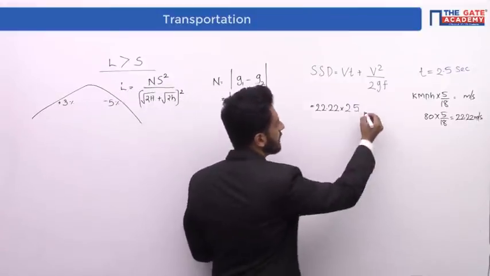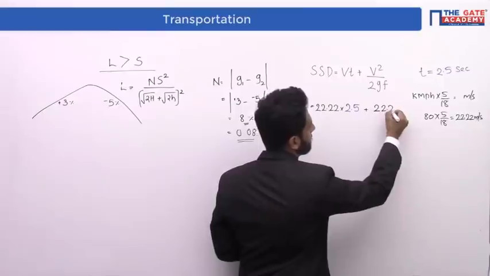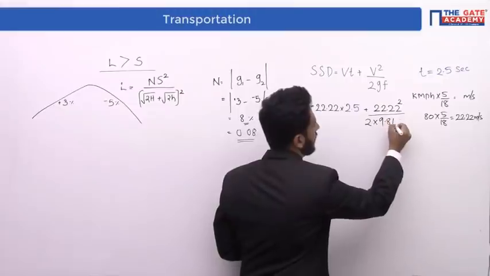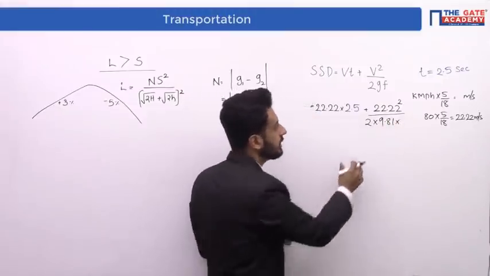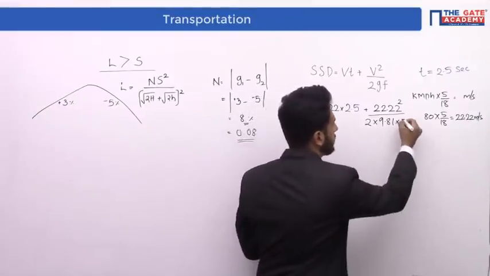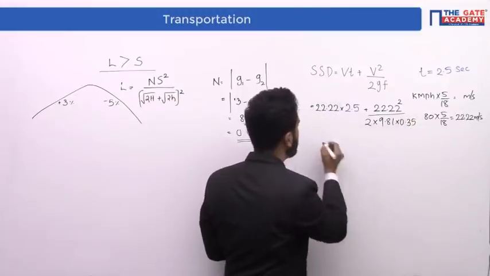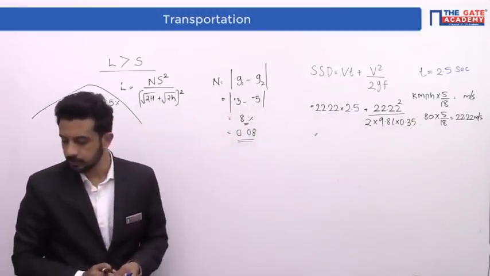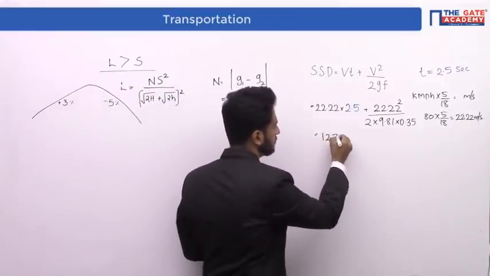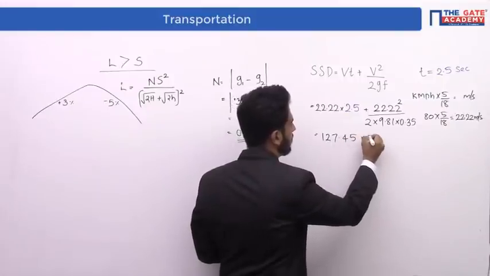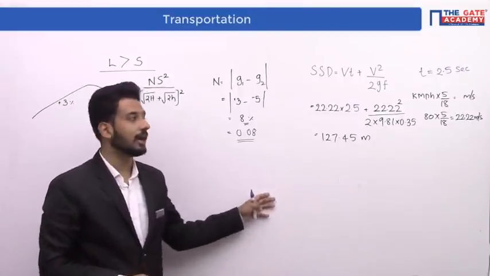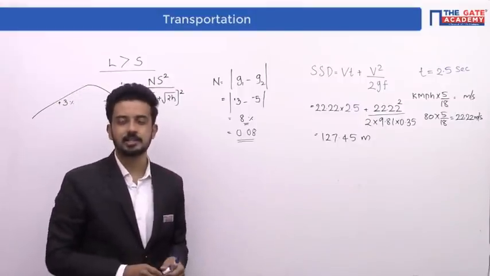Okay. Plus V square divided by 2 into 9.81, which is the acceleration due to gravity. What value of f have they given? They have given it as 0.35. Okay. So if you substitute the values, you will get 127.45 meter.